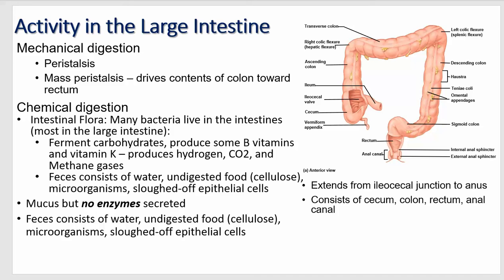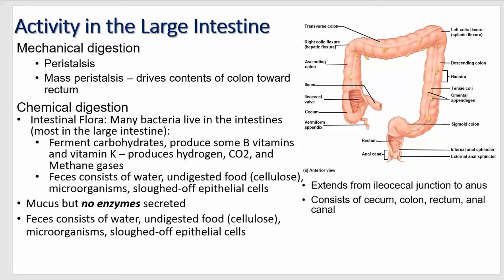Chemical digestion. We have intestinal flora, in other words, our gut bacteria. So many bacteria live in the intestines, most of them in the large intestine, in the colon. But we also have intestinal flora, bacteria, in the stomach, and in the small intestine. It's just that most of it lives in the colon.